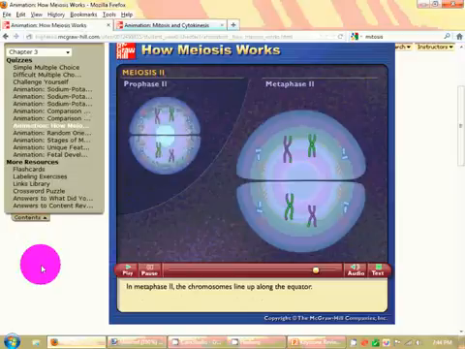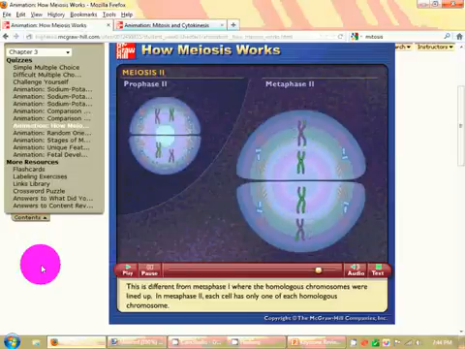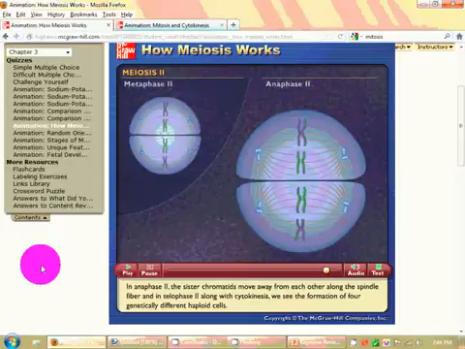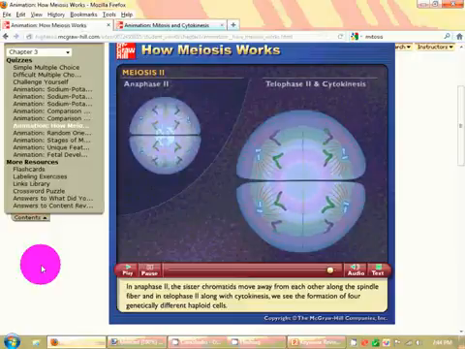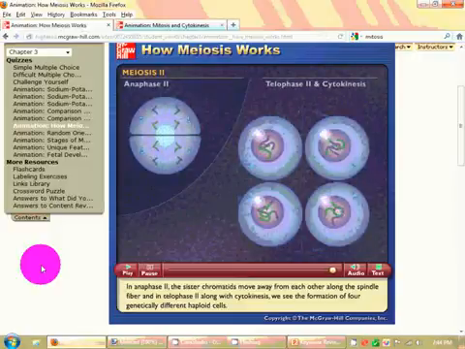In this stage, the spindle fibers again start to form at the poles of the cell. In metaphase II, the chromosomes line up along the equator. This is different from metaphase I, where the homologous chromosomes were lined up. In metaphase II, each cell has only 1 of each homologous chromosome. In anaphase II, the sister chromatids move away from each other along the spindle fiber, and in telophase II, along with cytokinesis, we see the formation of 4 genetically different haploid cells.